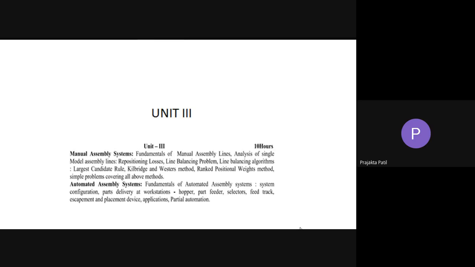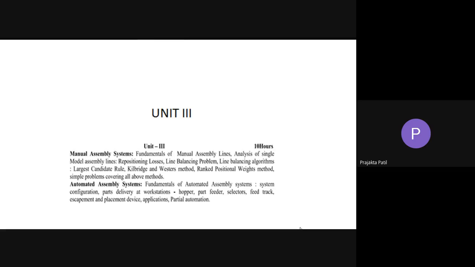In that, we'll be studying the fundamentals of manual assembly lines, then the analysis of single model assembly line. In that, we are studying repositioning losses, line balancing problem, line balancing algorithms. In this line balancing algorithms, we have different methods. One is the largest candidate rule, Kilbridge and Wester method, rank position weights method, and simple problems covering all three methods. So you have problems in manual assembly lines. In automated assembly lines, you don't have any problems to solve here.